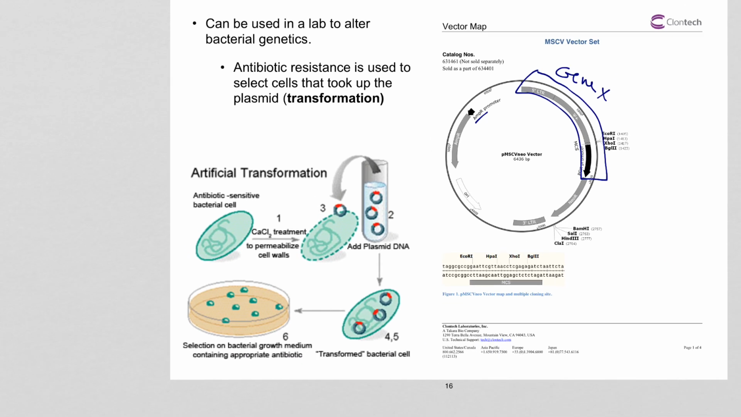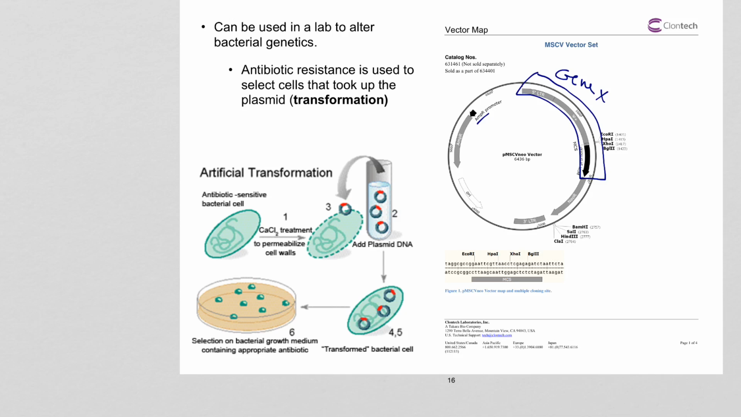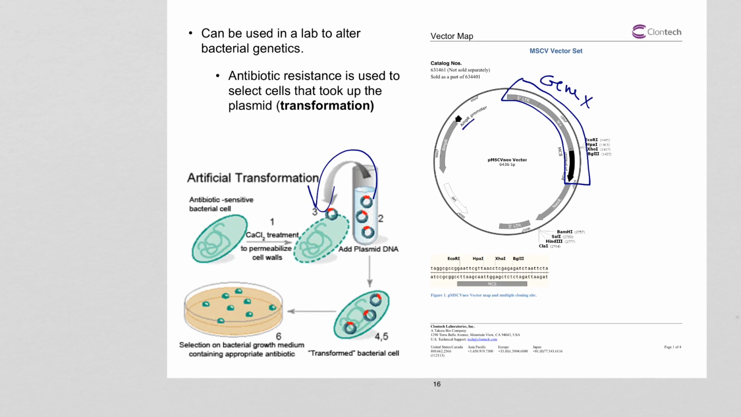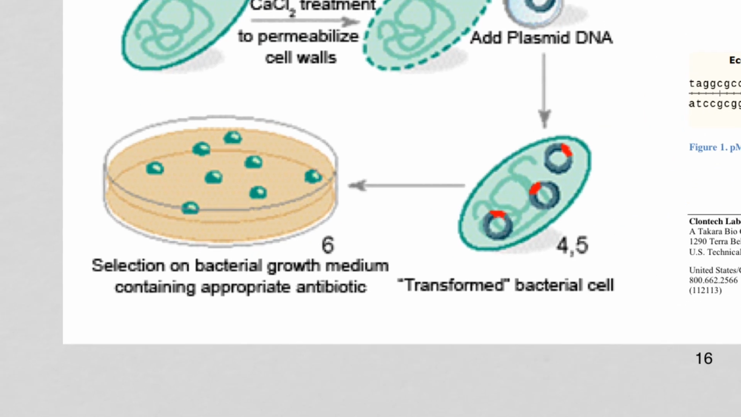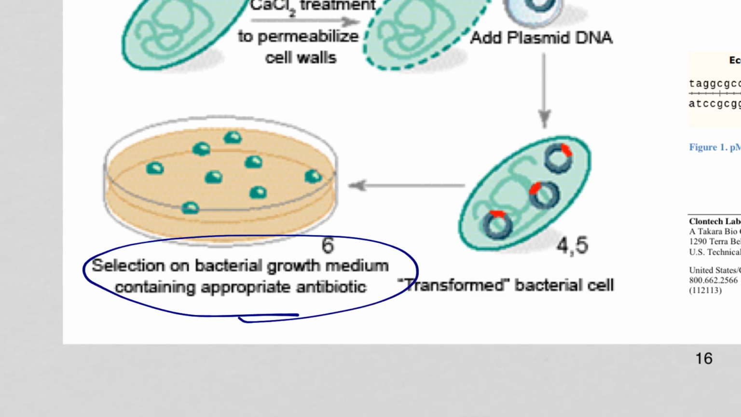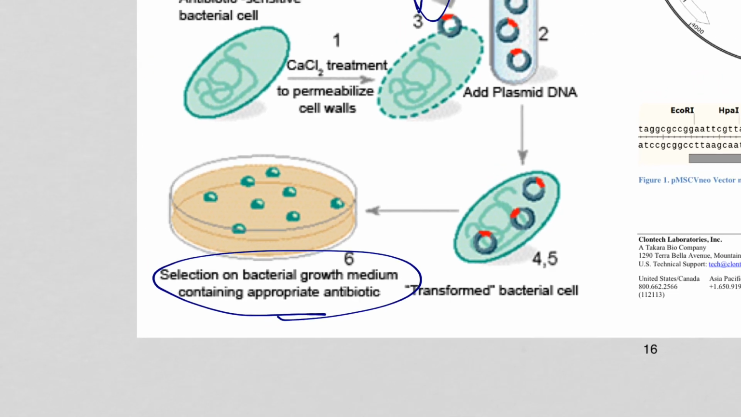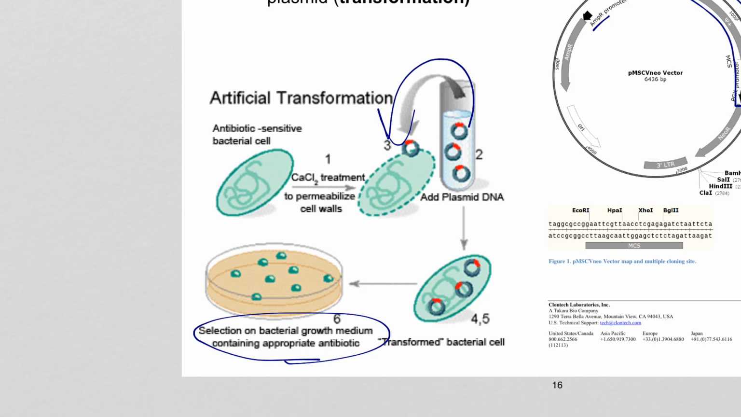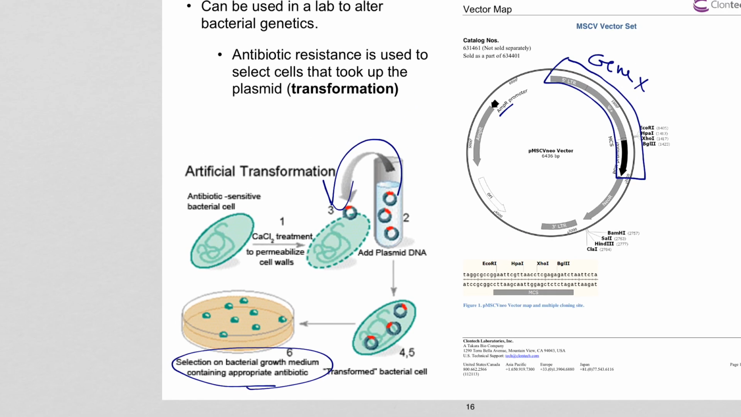What you can do then is add this plasmid to a bacterial culture, and a few of those bacterial cells will take up the plasmid. Right? They'll take it up from their environment. And if you grow those bacteria on a medium that has the antibiotic, like ampicillin, only those that have the plasmid can survive, which means they now have your gene X in them.